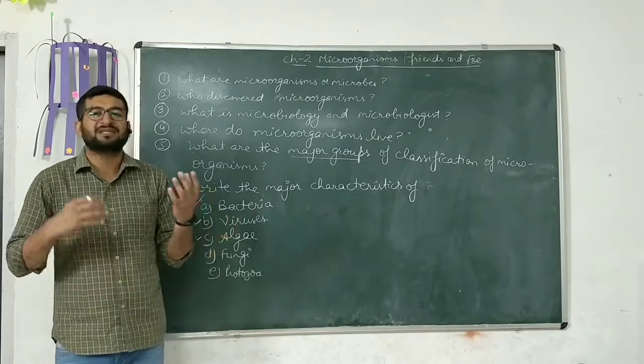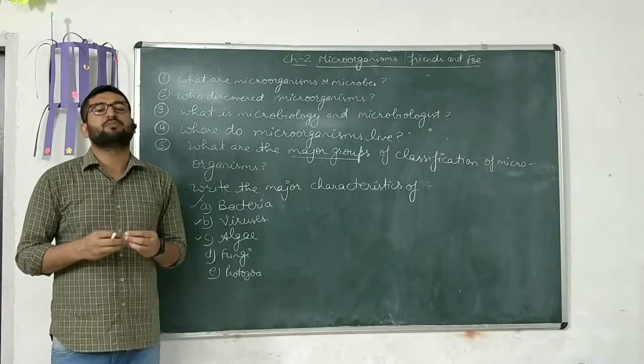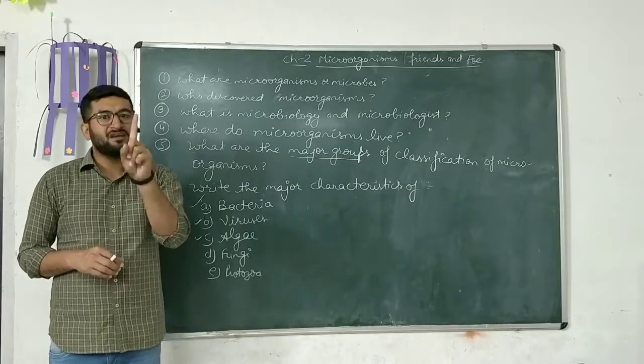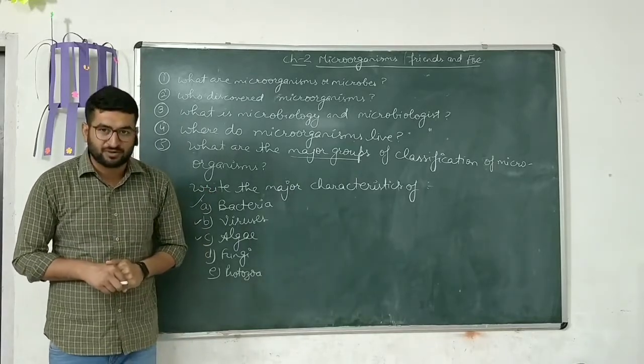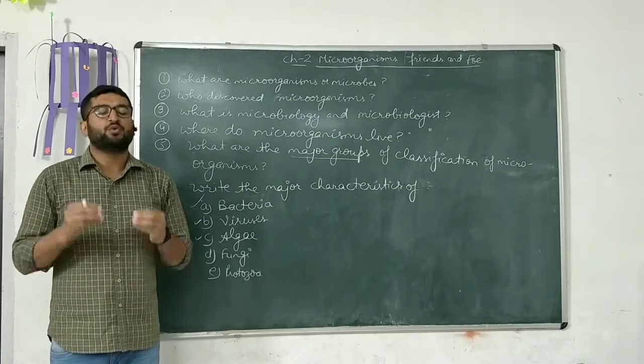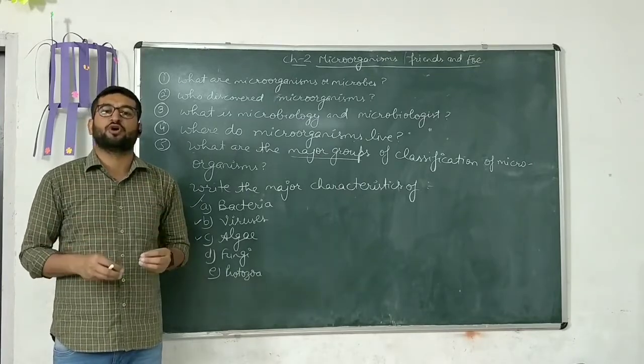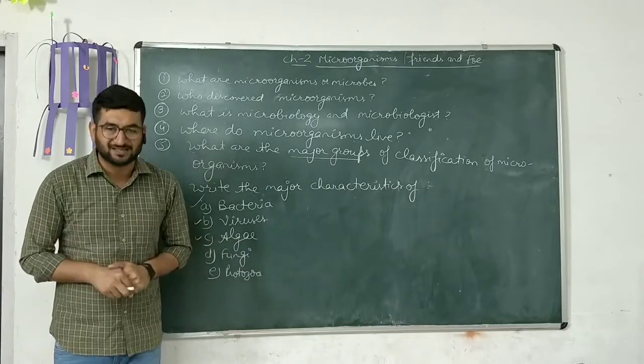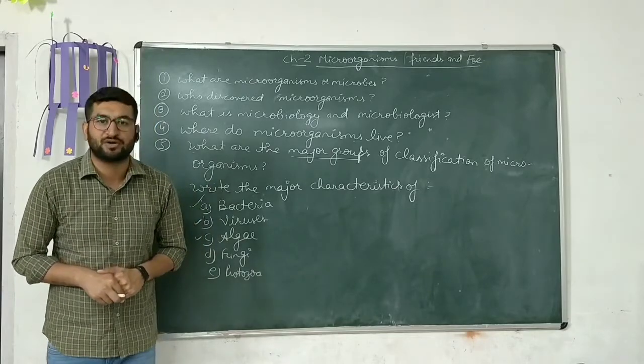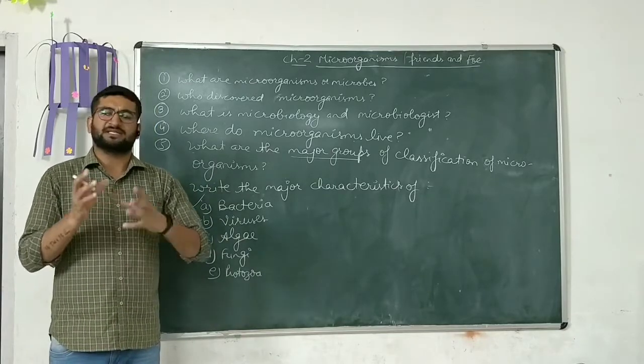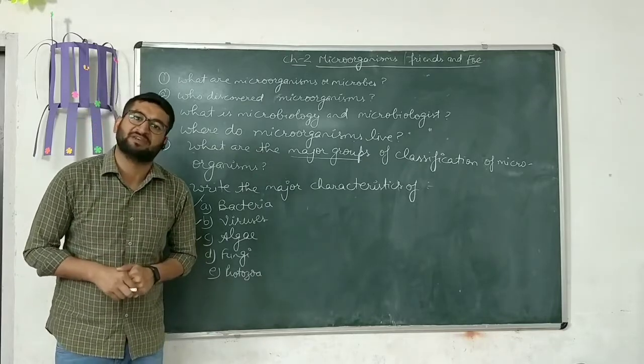What is unicellular and multicellular? The organism which is composed of one cell, a single cell, is known as a unicellular organism, and the organism which is composed of multiple cells, many cells, is known as a multicellular organism. So these are what the two terms, multicellular and unicellular, are meant for.